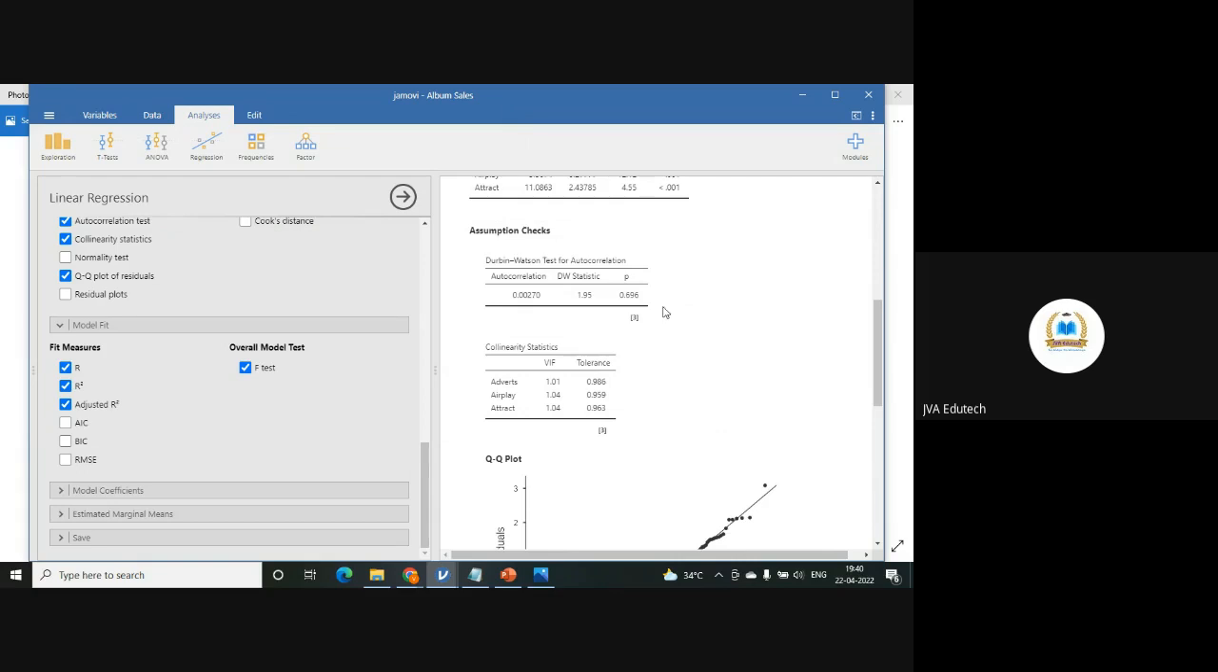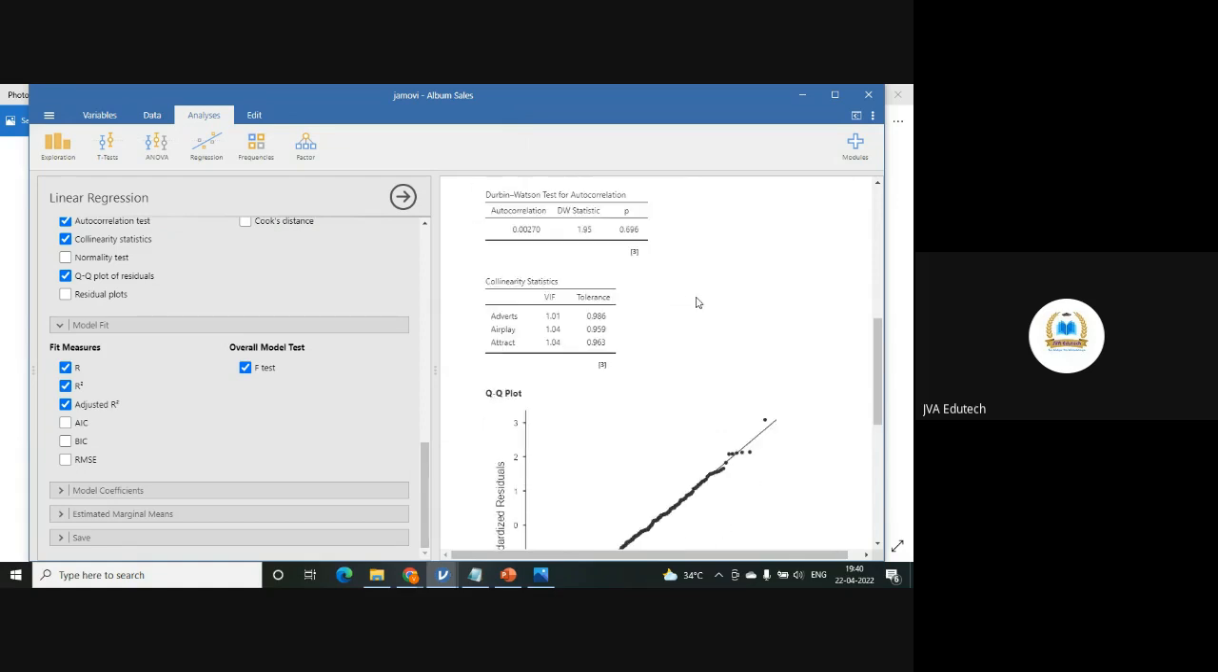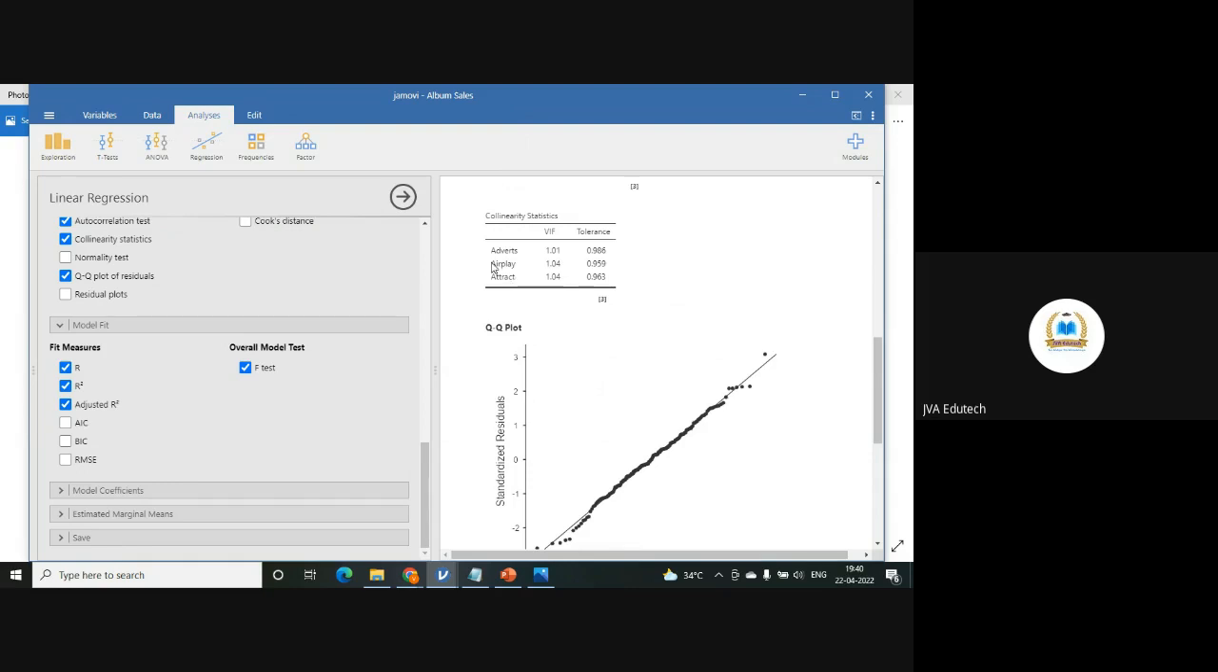So if you see the autocorrelation through Durbin-Watson, your p-value is greater than 0.05, so there is no autocorrelation. Then see the variance inflation factor and tolerance value for multicollinearity. I have already told you that the VIF value should not be greater than 10, and if it is between 1 and 3, it shows no problem of multicollinearity. In all three cases it is very close to 1: 1.01, 1.04, 1.04. So there is no problem of multicollinearity as indicated by the variance inflation factor.